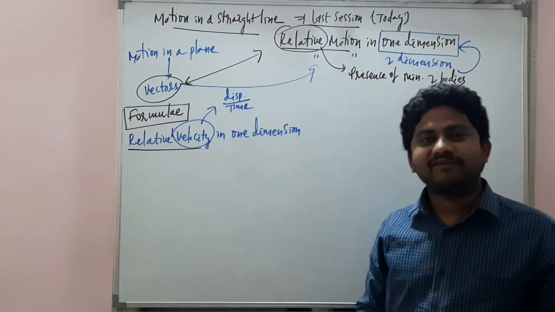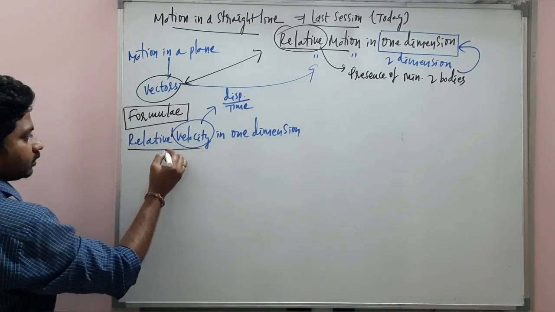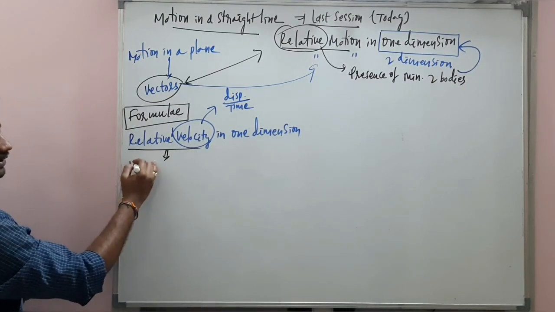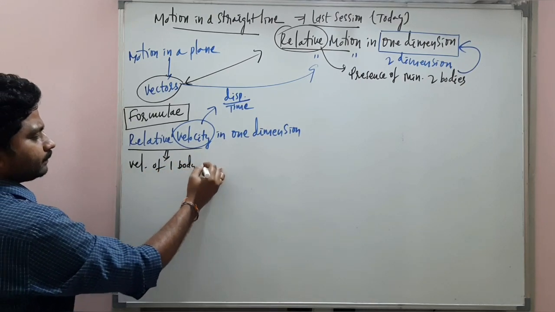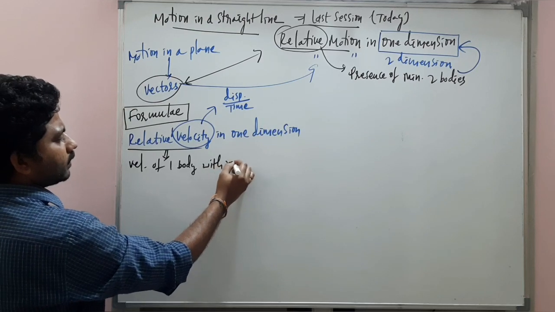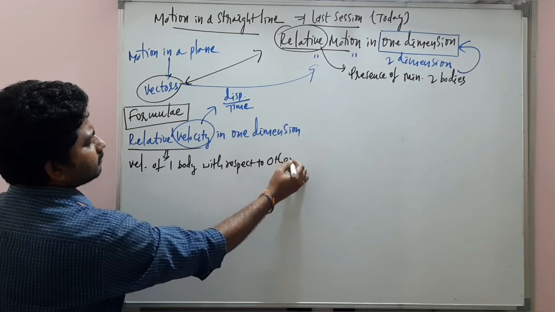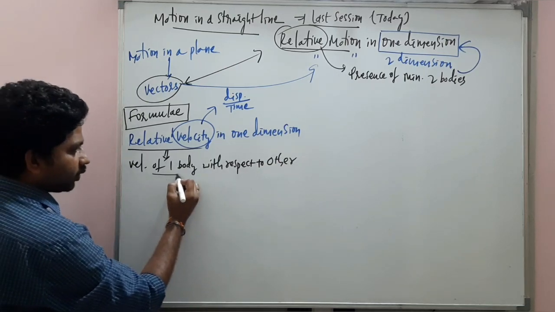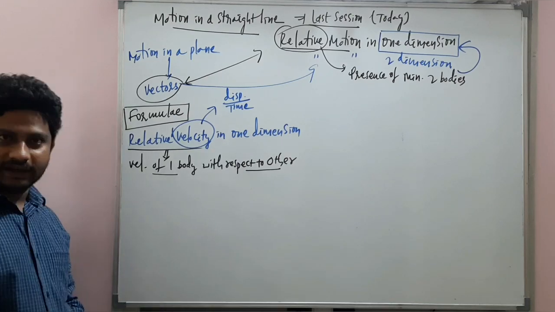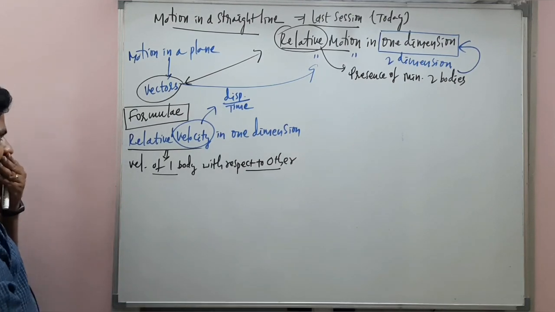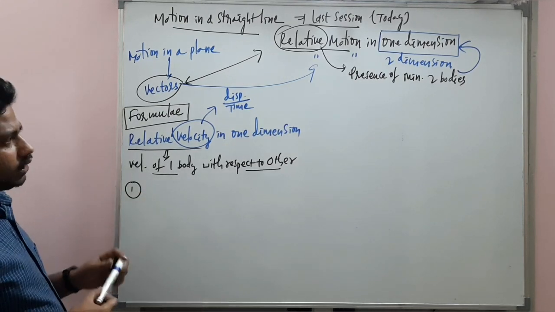So in the same way, relative velocity. I'm writing: relative velocity is the velocity of one body with respect to the other. Simple. Velocity of one body with respect to the other body's velocity. That's called relative velocity. It's so simple here. There are two cases involved in this, right? So what are the two cases?